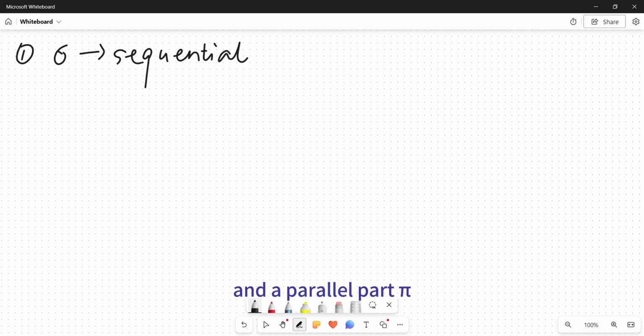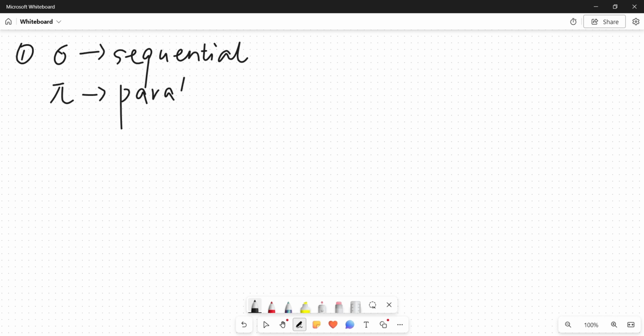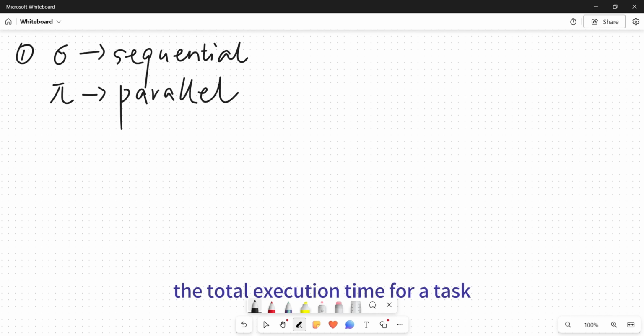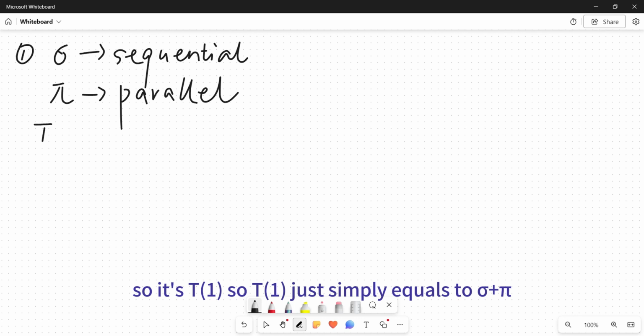And a parallel part, pi. The total execution time for a task on a single processor, remember, a single processor, so it's T1. So T1 just simply equals theta plus pi.